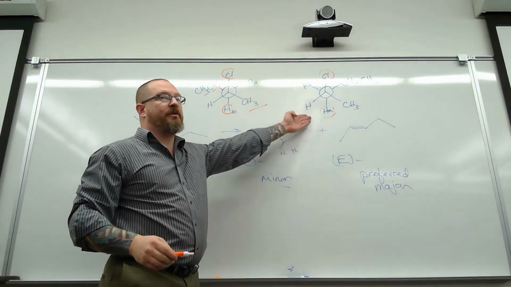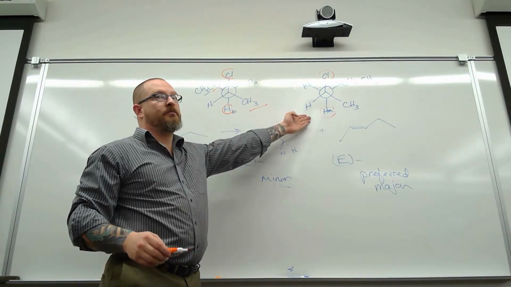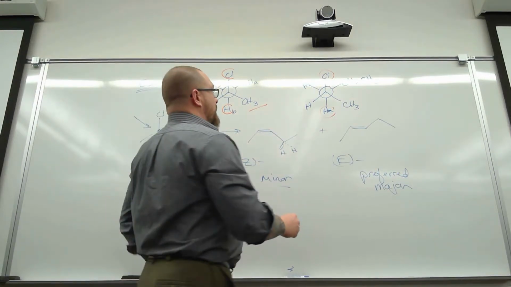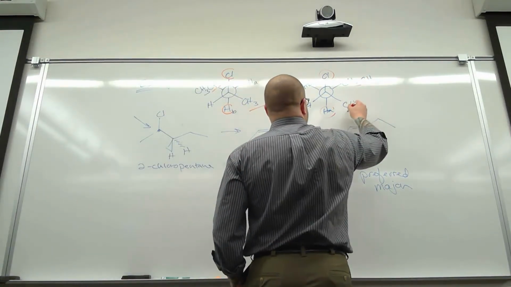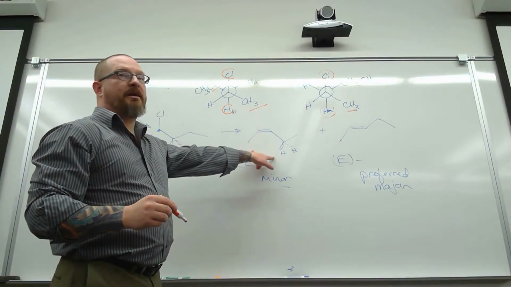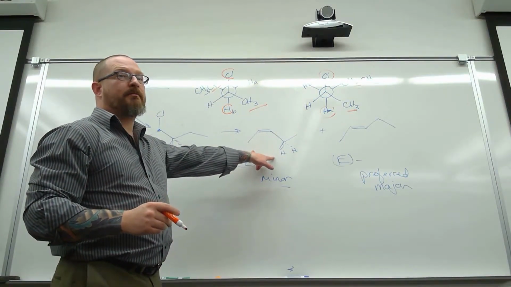This can also proceed with the E2 elimination because everything's aligned exactly like we would expect it to be. But in this case, they're on the same side. So you're getting our Z product from that alignment.